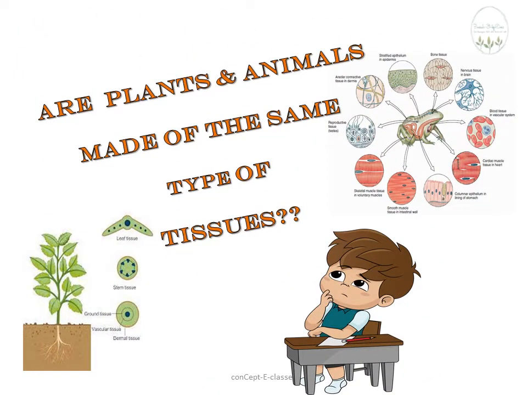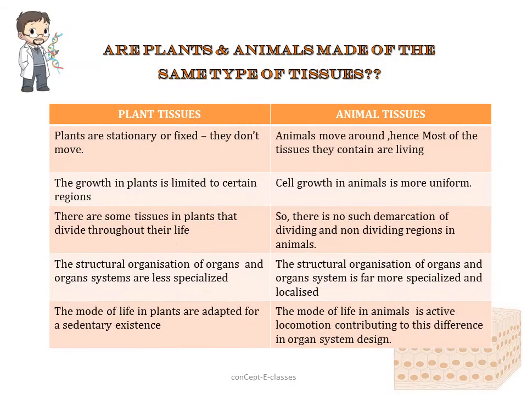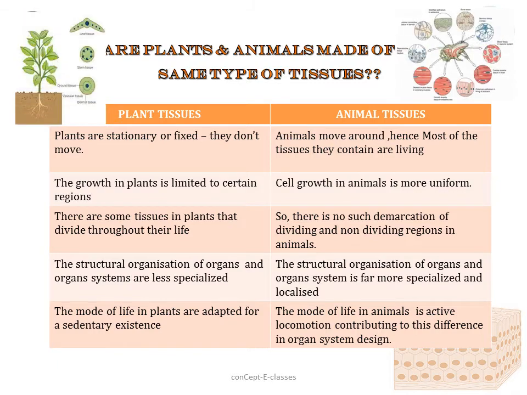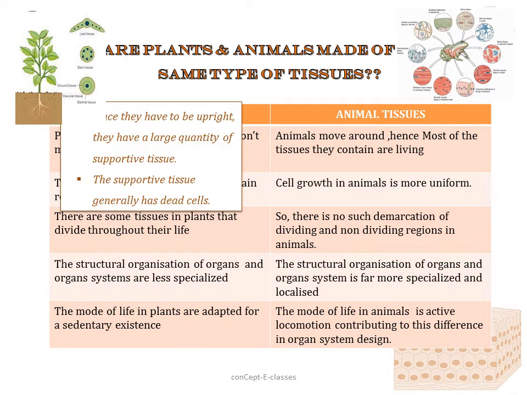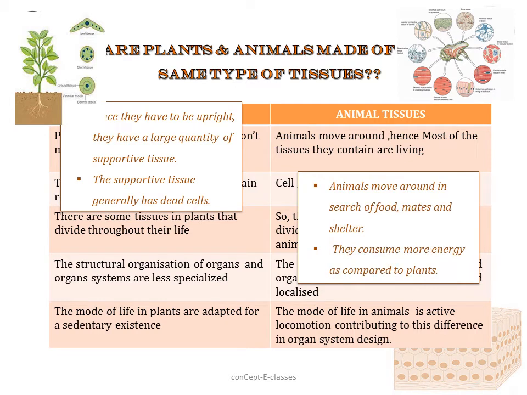Now, are plants and animals made up of the same type of tissues? Let's see. No, they are not made of the same type of tissues. Plants don't move. They are stationary or fixed, and they contain tissues which are mostly the ones that provide support. This supportive tissue generally has dead cells. Whereas animals move around in search of food, mates and shelter, and they consume more energy as compared to plants. Hence, most of the tissues in animals are living.